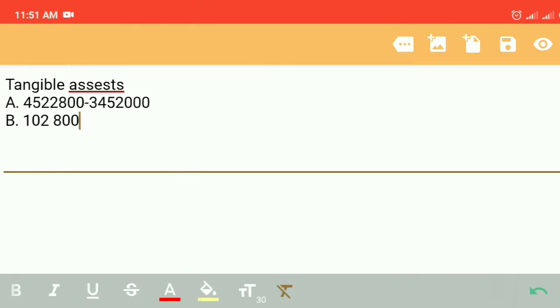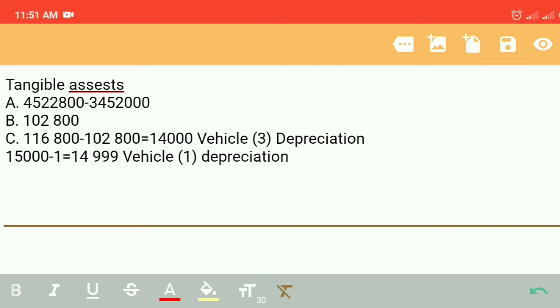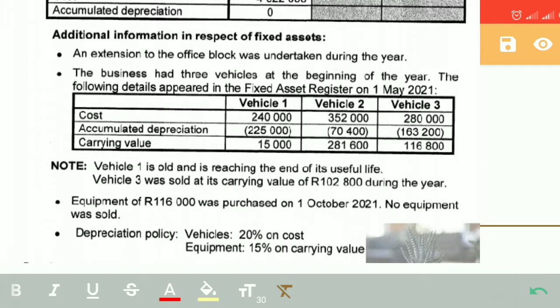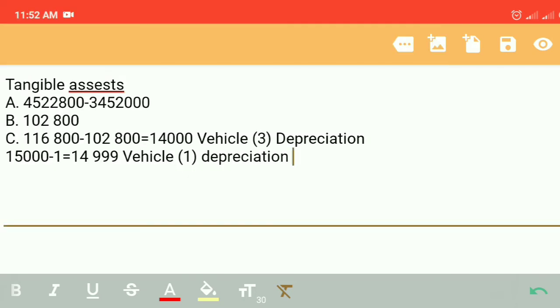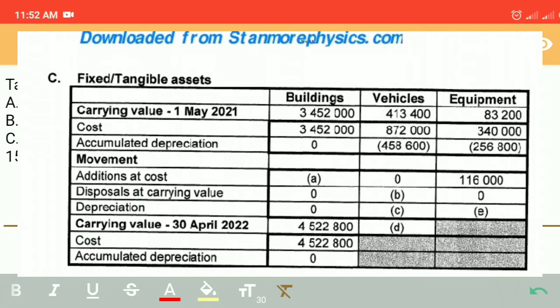And after that we are going to C. Let's go to the transactions yet again. On C, they want depreciation. The business had 3 vehicles at the beginning of the year. The following details appeared in the fixed asset register on 1 May 2021. So all of these vehicles must be taken into account. You must calculate them all. So we're going to start by saying 116,800 minus 102,800.